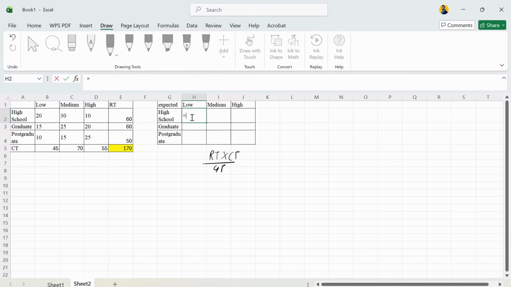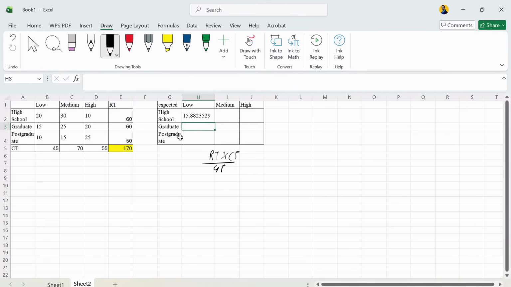Now equal, bracket, row total. Make sure we are dealing with this cell, so we will take the corresponding values of row total and column total. Because I'm filling this cell, the corresponding row total is 60, so I will select this. Then multiply by the column total. The corresponding column total is this one, 45, so I will select this. Close the bracket, use slash, and the grand total is this one, the yellow one. So grand total, and you can simply press enter, and you will get your value.